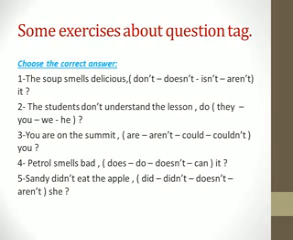Number 4. Petrol smells bad. Does it, do it, doesn't it, can it. The word smells tells us that the tense is present simple and the subject is singular. So the answer will be doesn't. Number 5. Sandy didn't eat the apple. Did she? Didn't she? Doesn't she? Aren't she? There is a negative auxiliary verb in the statement. So we will use it in a positive form in the tag. And the answer will be did.